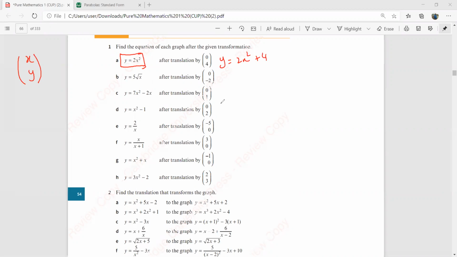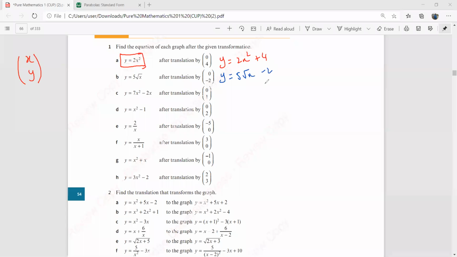Okay, Ayla, can you please tell us quickly the equation for the B part? If Ayla can't hear us, we can go to Fatma Amir. Fatma Amir, the equation for the B part. Sir, 5 under root x minus 2.